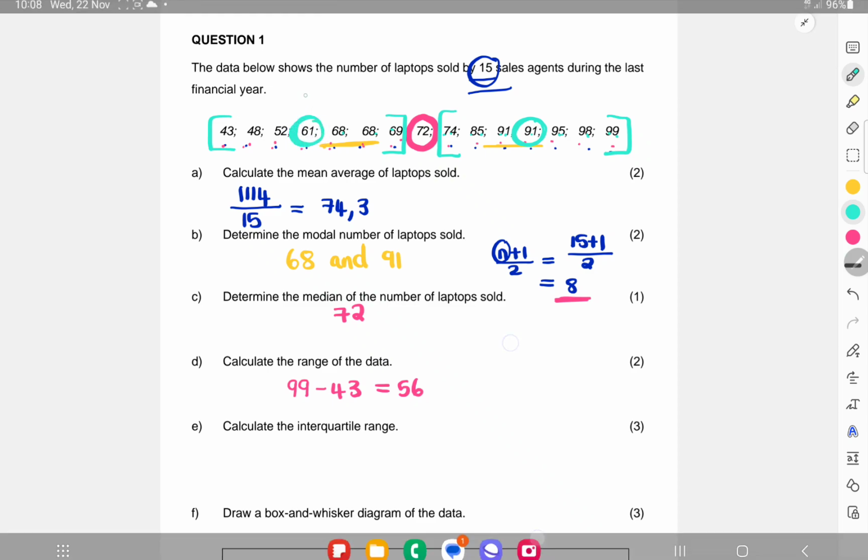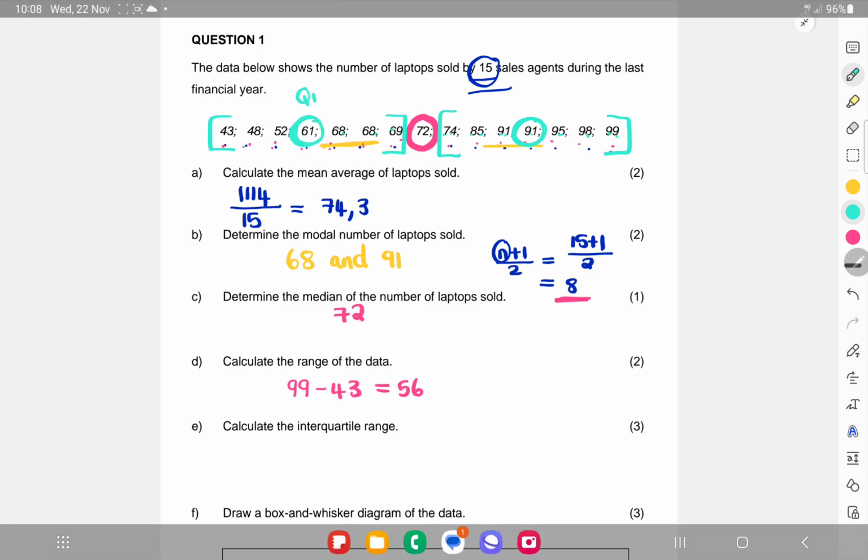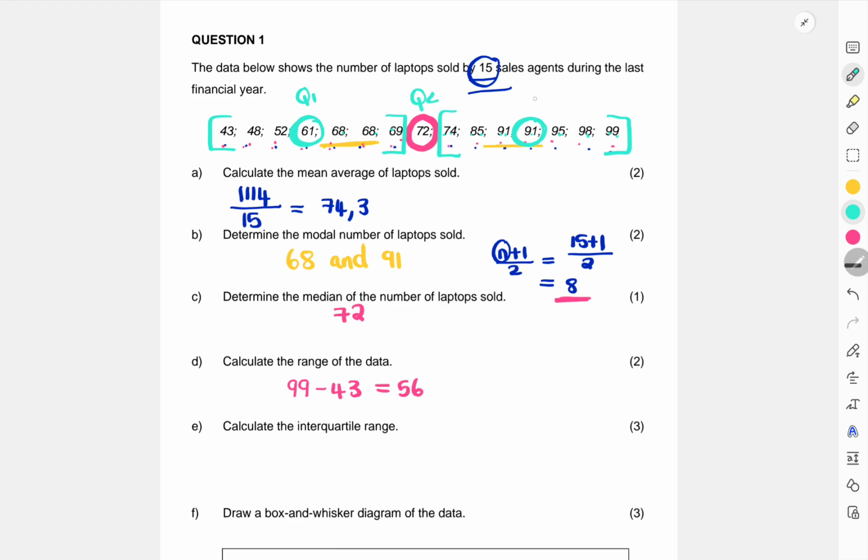There we go. So this is your, either we call it your quartile 1, quartile 2, quartile 3, or we can call it your lower quartile, and this is your upper quartile. And this one, quartile 2, can also be referred to as the median. The interquartile range is quartile 3 minus quartile 1, which gives you 91 minus 61, which gives you 30.